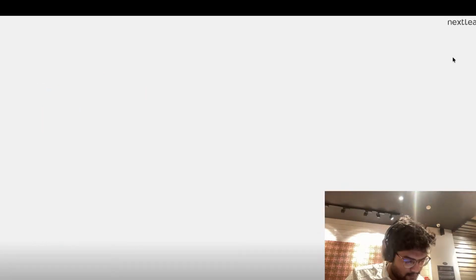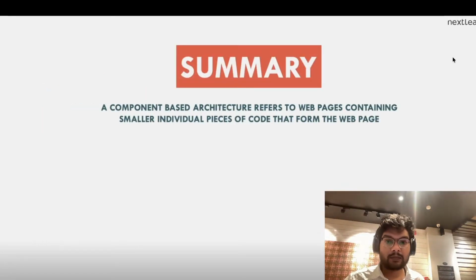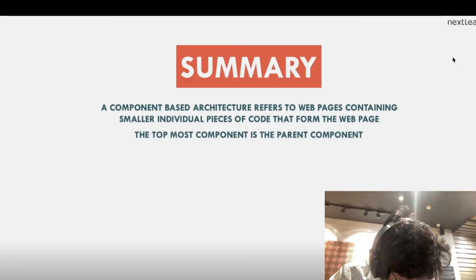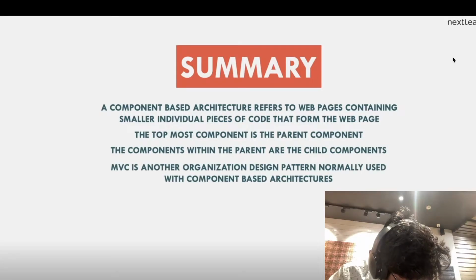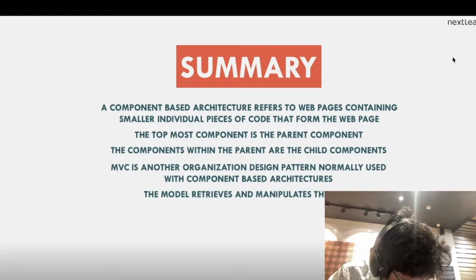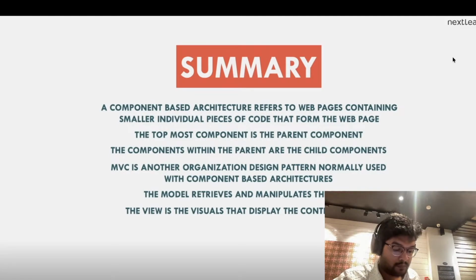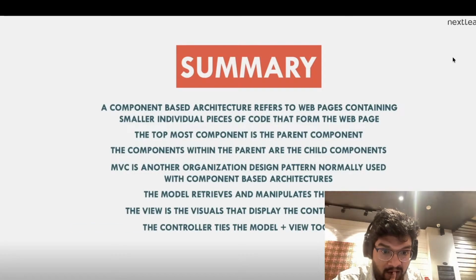So let's recap everything that we just discussed in the past two videos. The component-based architecture refers to web pages containing smaller individual pieces of code that form a web page. The topmost component is referred to as the parent component. The components within the parent are the child components. Model view controller is another organization design pattern normally used in component-based architecture. The model will retrieve and manipulate the data from the web services. It will also handle any sort of business logic. The view is the visual that displays the content and the data retrieved from the model. And the controller ties the model and the view together.